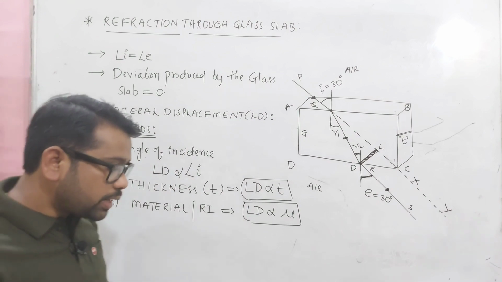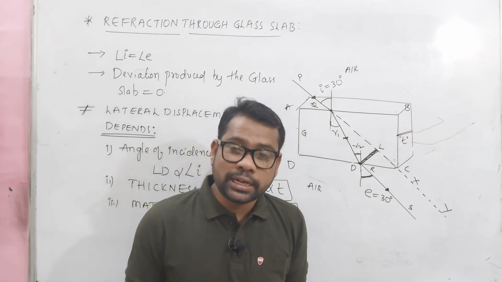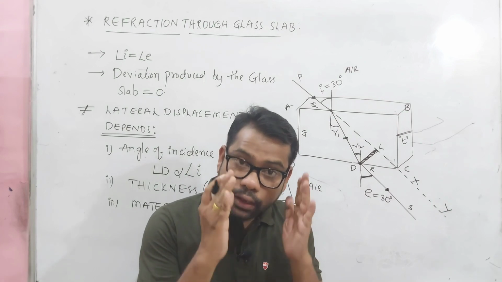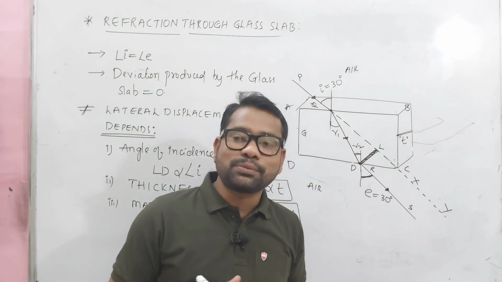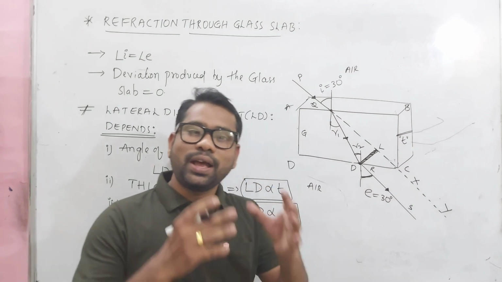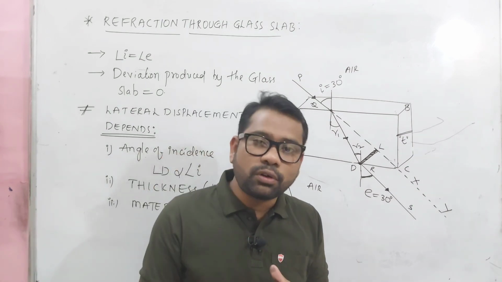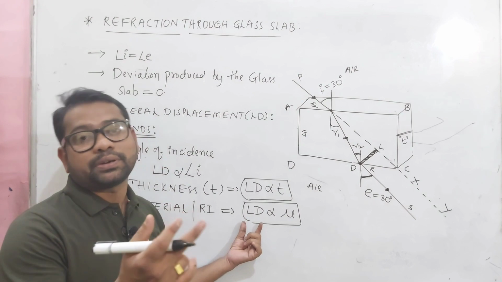Children, in examination they will ask you for which color lateral displacement is more. Then you have to think for which color the refractive index is more. For violet color. So for violet color, as the refractive index is more, obviously lateral displacement is also more.